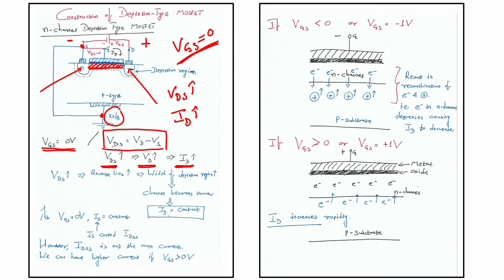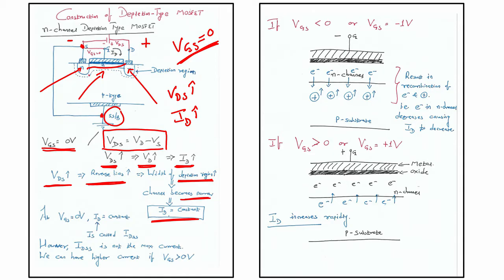Let us see the next one, VDS. If I keep on increasing, then the reverse bias will keep on increasing, the width of depletion will keep on increasing, and the channel becomes narrower and ID becomes constant. How? If I keep on increasing VDS, my channel will start getting narrowed like this, which you can see from the figure. Because the channel is getting narrow, what will happen? The width of the depletion region is increasing.